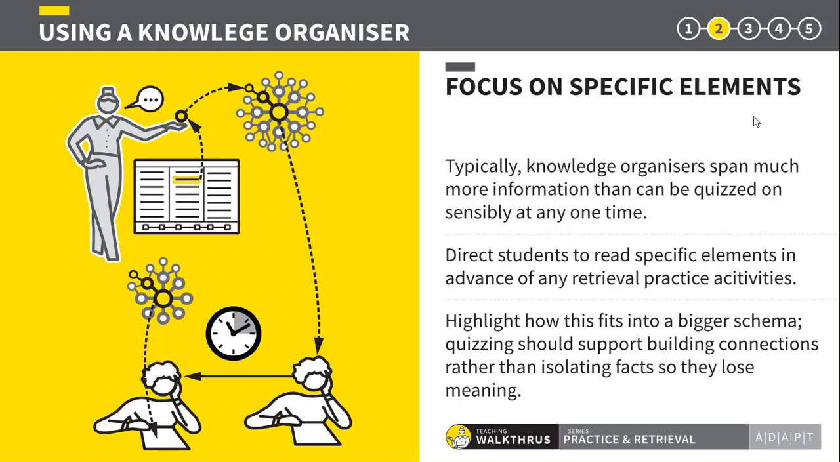Highlight how this fits into a bigger schema. Quizzing should support building connections rather than isolating facts so that they lose meaning. The whole point of this is that we strengthen the schema in the student's mind. If the students have a good degree of fingertip knowledge, that is the ability to recall information quickly and accurately, it means that their cognitive load is freed up because that process has been automated, and the cognitive load is freed up for higher level thinking.